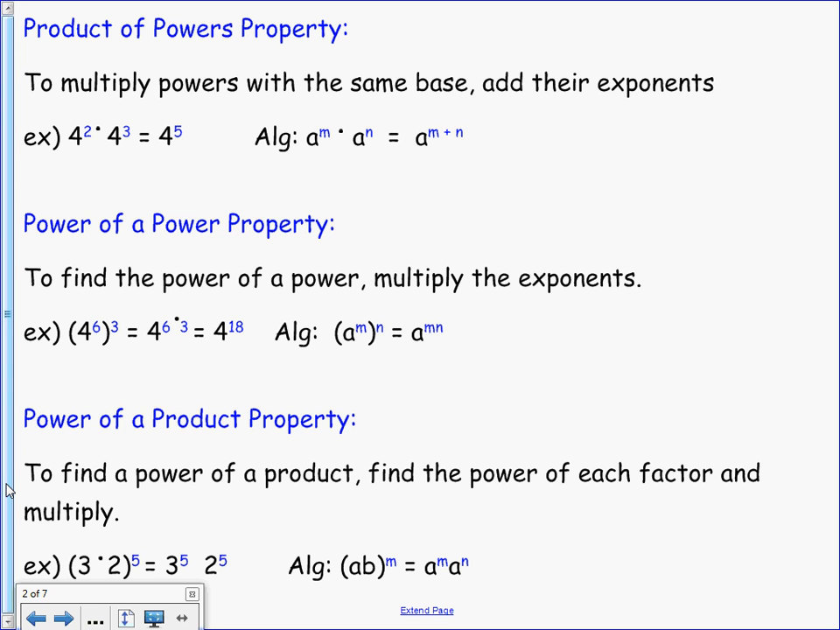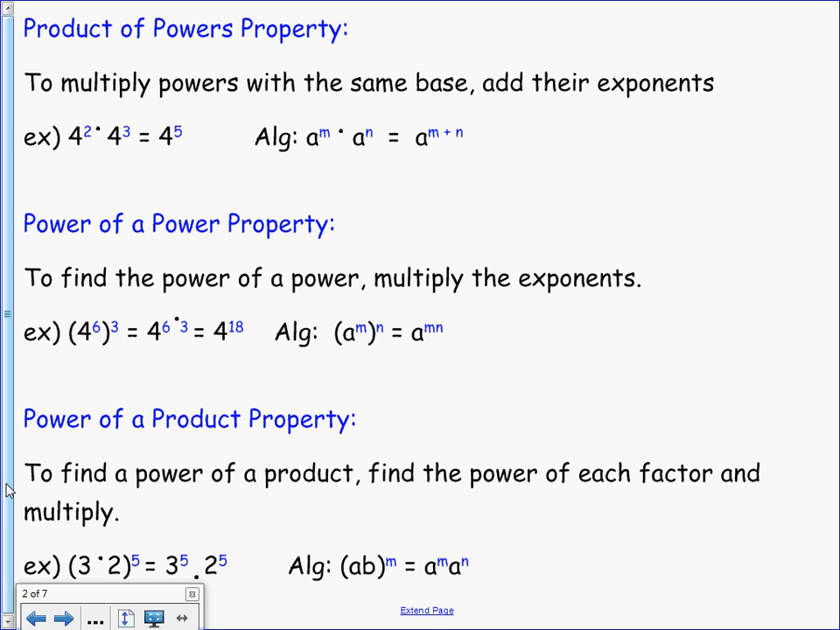Now, the power of a product property helps us to find the power of a product: find the power of each factor, and then multiply. So kind of like using the distributive property, basically. 3 times 2 to the 5th power would be 3 to the 5th power and 2 to the 5th power. So we're distributing through that exponent to each of the factors inside. And then we would simplify that at the end.